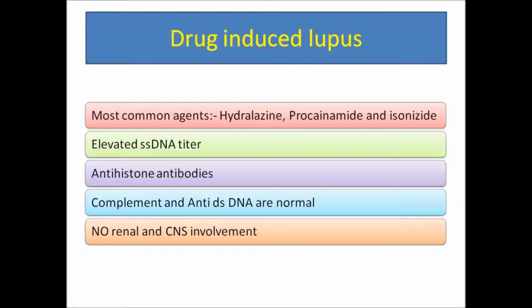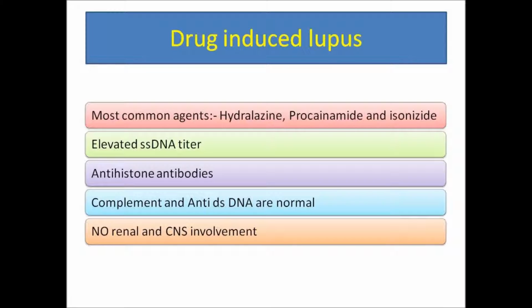Now some points about drug-induced lupus. Drug-induced lupus usually takes a mild form of the disease. Only the skin and the musculoskeletal system are affected. The most common agents include hydralazine, an antihypertensive, procainamide, an antiarrhythmic, and isoniazid. Also, some anticonvulsants may cause lupus.